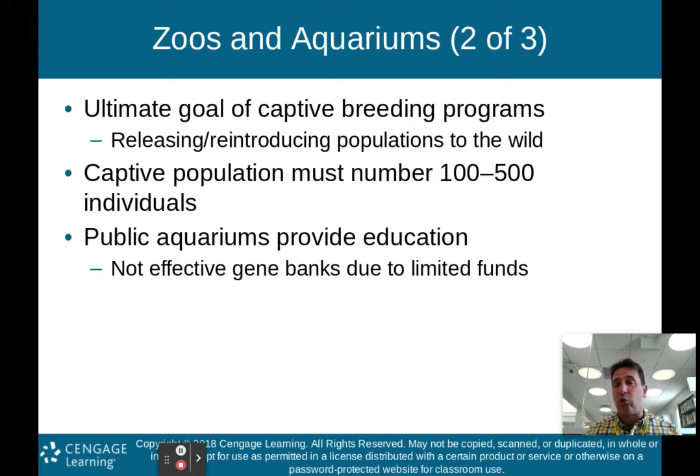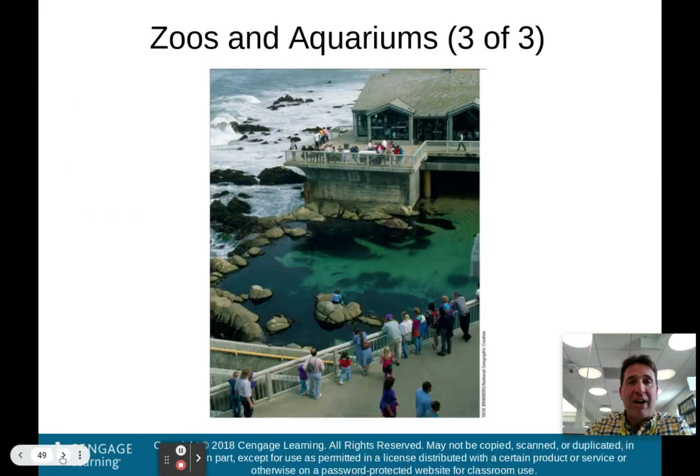So the idea is not to raise them in captivity and keep them in captivity. The idea is to raise these endangered species to an age where they can then live on their own and then release them back into the wild. Captive population must number 100 to 500 individuals. Public aquariums also provide education, not effective gene banks due to limited funds, but they do provide education.